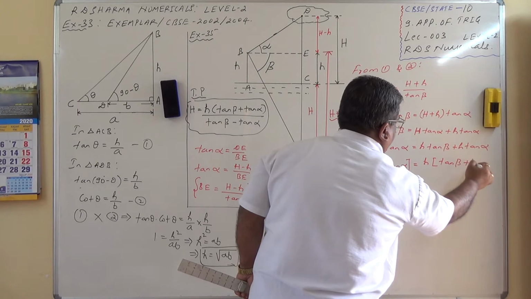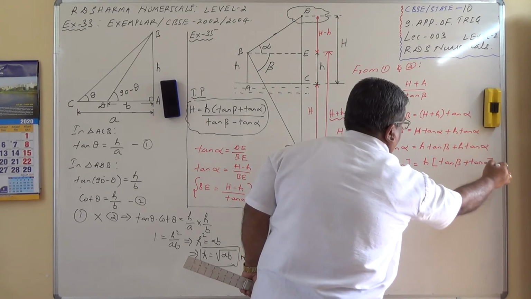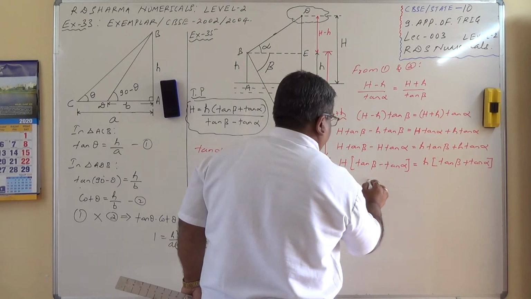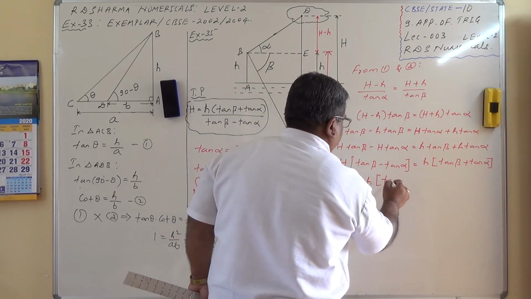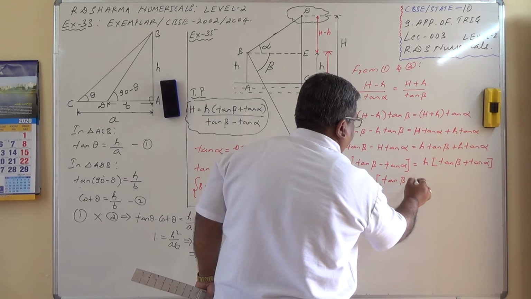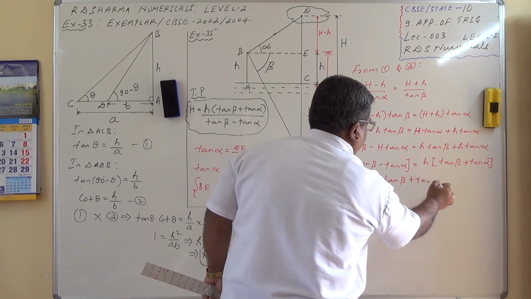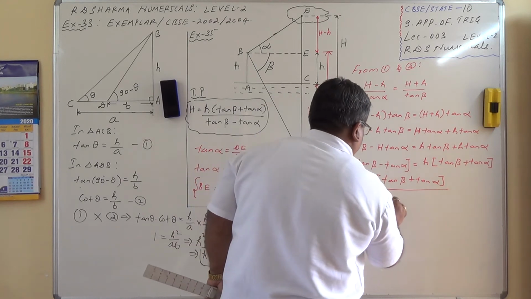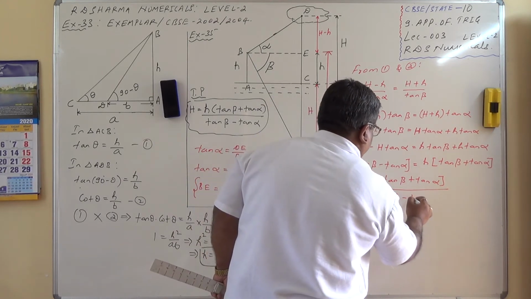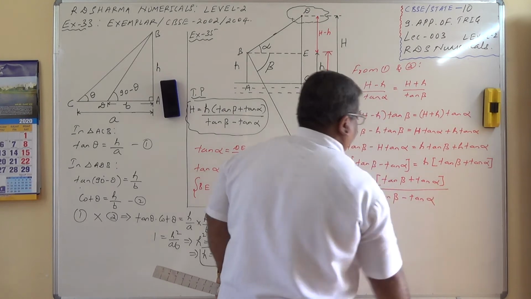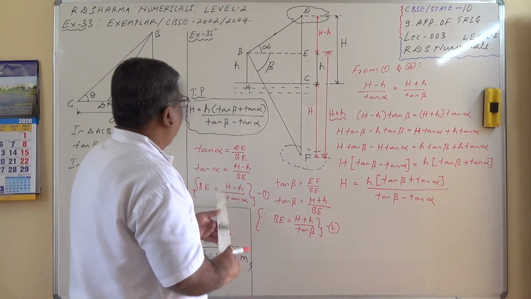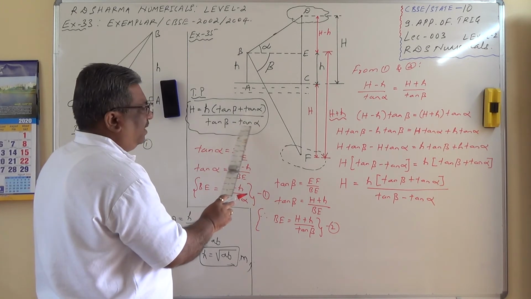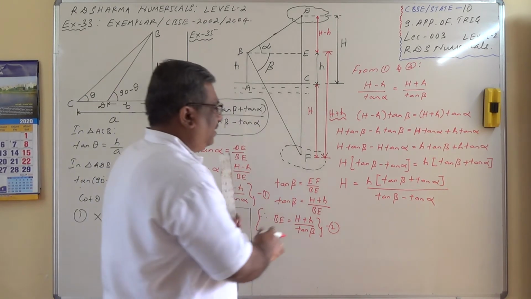tan beta plus tan alpha, and therefore capital H equals h into bracket tan beta plus tan alpha, the whole divided by tan beta minus tan alpha. Is it the one which we need to prove? H equals h into tan beta plus tan alpha divided by tan beta minus tan alpha. Perfectly alright, and hence proved.